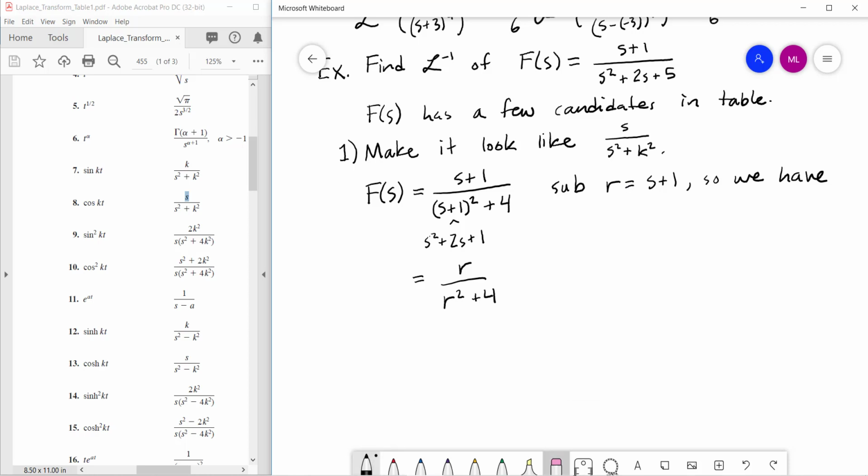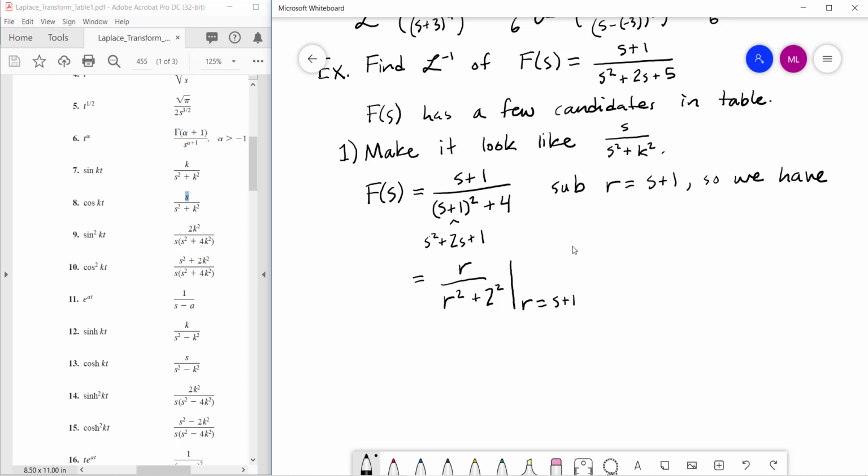To clean it up a little bit more, let's recognize that that 4 can be rewritten as the number 2 squared, because that's how these k's appear down here. I've now got something that looks very similar to this cosine term right here. Instead of s over s squared plus k squared, I have r over r squared plus some constant squared. So it looks very similar. All we're doing is now evaluating this at the shifted value, where r is equal to s plus 1.